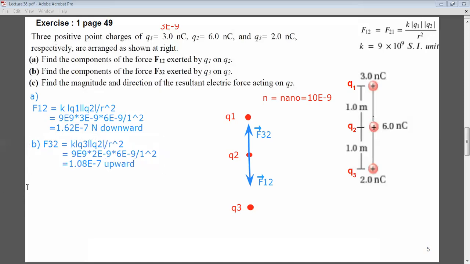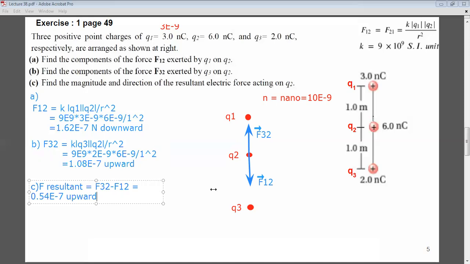Okay. Finally, part C, find the magnitude and the direction of the resultant electric force acting on Q2. So I have 1.62 upward and 1.08 downward. So what will F resultant be? F resultant will be F32 minus F12, because F32 is bigger. And this will be 0.54e-7 up.